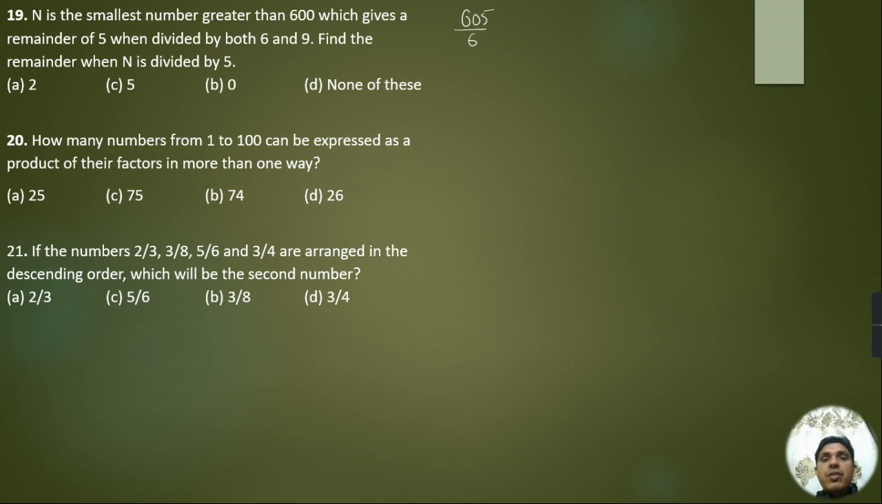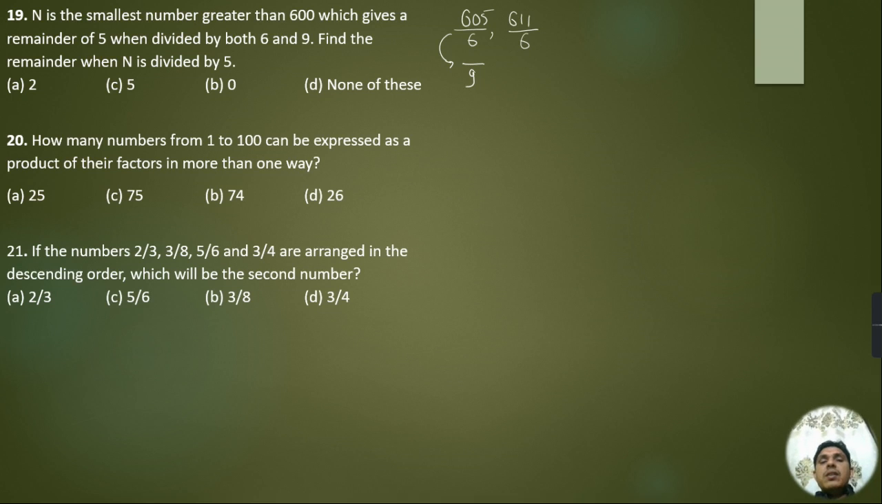But if we check division by 9, will the remainder be 5? No. 9 times 6 is 54, remainder 11, and 9 times 7 is 63, so the remainder here is 2. That means we have to go for another choice. The next number after 605 will be 611.